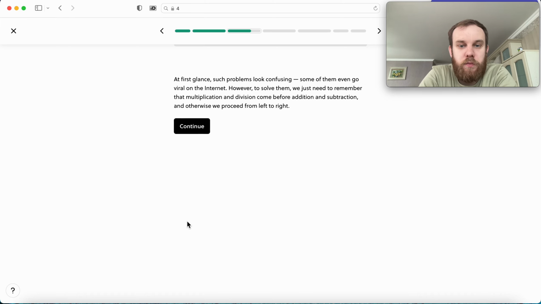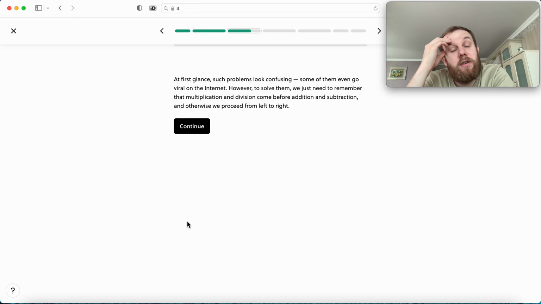At first glance, such a problem looks confusing. Some of them even go viral on the internet. You think, I'm so smart, I'm an adult, and this is a kind of child's equation. But yeah, just keeping it in mind is difficult. Also, on the internet there are pictures like 2 boots plus 3 bananas and whatever, and it basically follows the same pattern to push you to lose yourself in this equation.